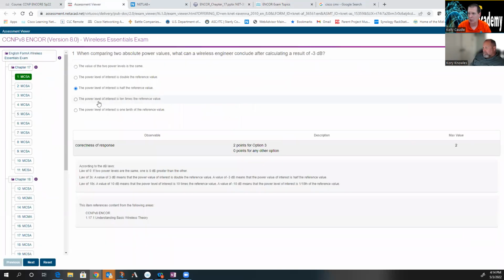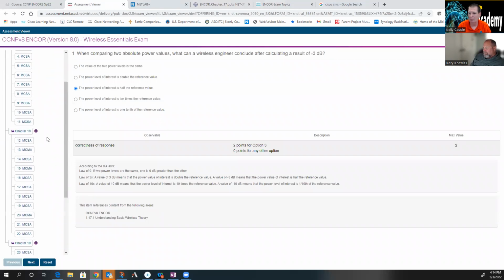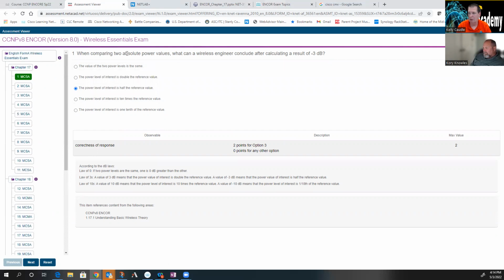The assessment viewer here, by the way, this is the chapter 17, 18, and 19 exams. It'd be a good thing to look at this because there's some really good questions, just like this. When comparing two absolute values, what can a wireless engineer conclude after calculating a result of -3 dB? Well, you've got half of the reference value. So the laws of 3s and 10s you're going to want to know.